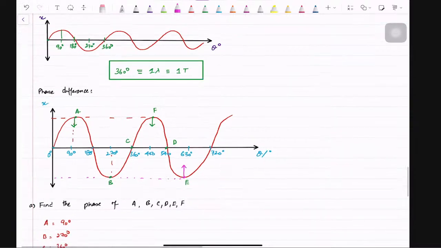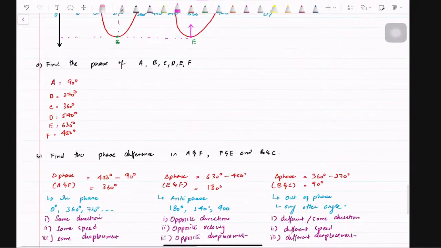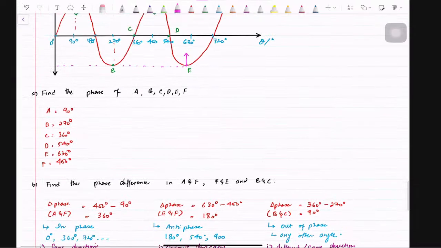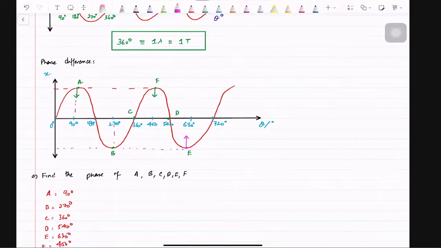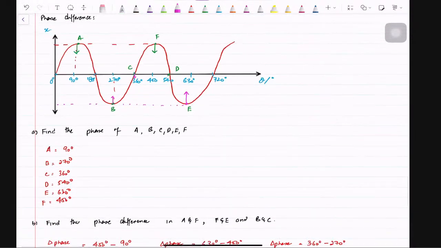And if you look at B and C, when B is at the lowest displacement, it's going to go up. C is at zero displacement. It's different, and it is going to go down. It could have different speed, different direction, different displacement. So it means they're not entirely opposite of each other, but they're different. That's why we call all other angles out of phase.